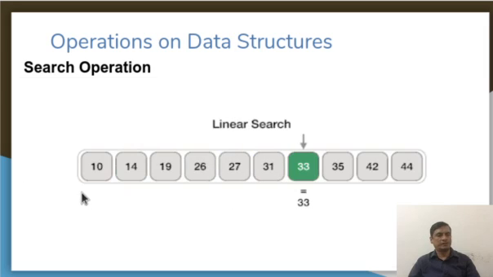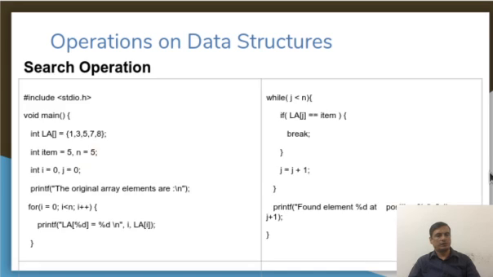So to illustrate here, the array consists of a total of 10 elements, starting from 10, 14, 19 up until 44, and the key element that needs to be found is 33. So the 33 is going to be compared with 10, followed by 14, followed by 19, followed by 26, 27, etc., up until it reaches the 33. Once it reaches it, it can conclude that it has found the element at a particular position.